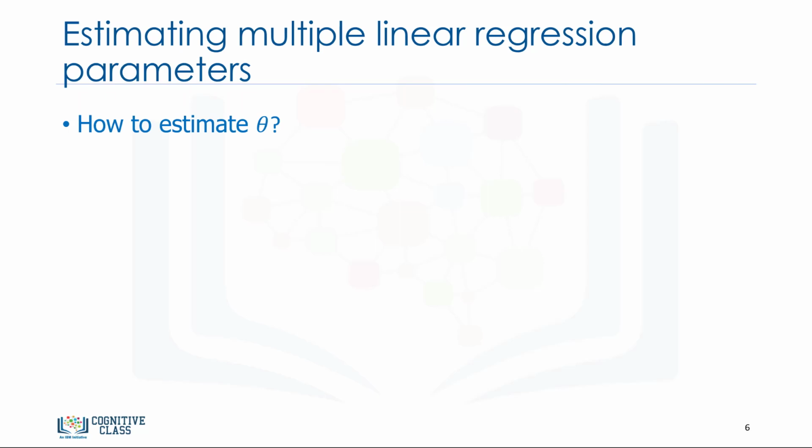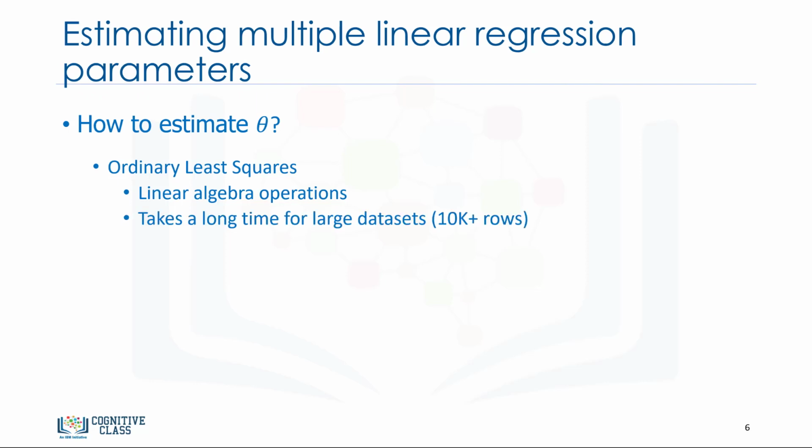There are many ways to estimate the value of these coefficients. However, the most common methods are ordinary least squares and the optimization approach. Ordinary least squares tries to estimate the values of the coefficients by minimizing the mean squared error. This approach uses the data as a matrix and uses linear algebra operations to estimate the optimal values for theta.